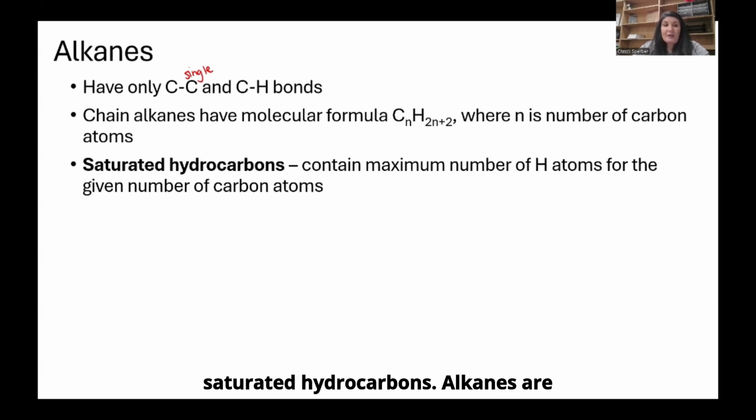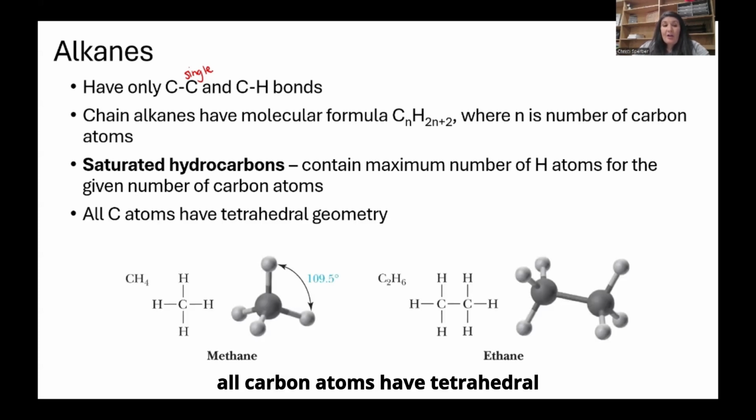So alkanes are saturated hydrocarbons, which means they contain the maximum number of hydrogen atoms for the given number of carbon atoms. And all carbon atoms have tetrahedral geometry. So here in methane, you can see that all 4 bonds of carbon, because remember carbon can bond to 4 different things, are bonded to a hydrogen. And the molecular and electron geometry is tetrahedral with bond angles of 109.5 degrees.